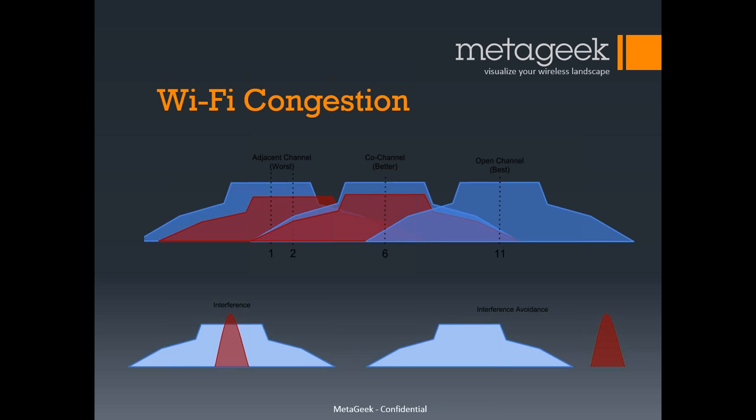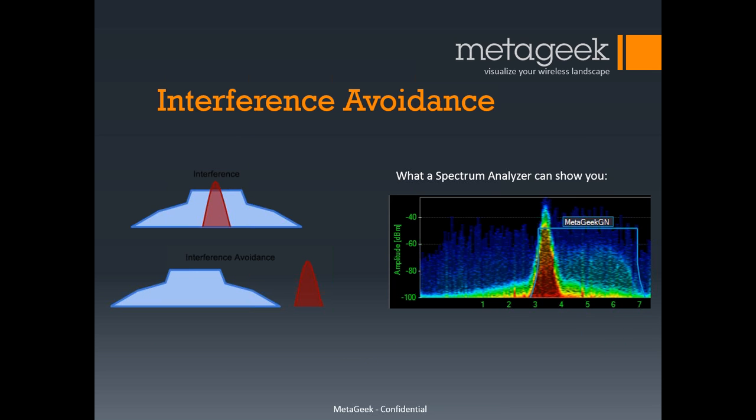With non-Wi-Fi interference, the best thing you can do is avoid it, but you can't avoid it until you can see it. So when you see it in Channelizer using the Wi-Fi hardware, I'll show you in the next slide. If your AP is right on top of a source of interference, you change channels in the AP. And that's just basic interference avoidance.